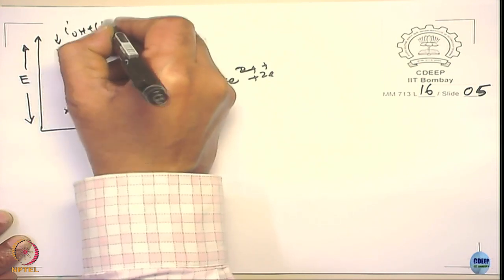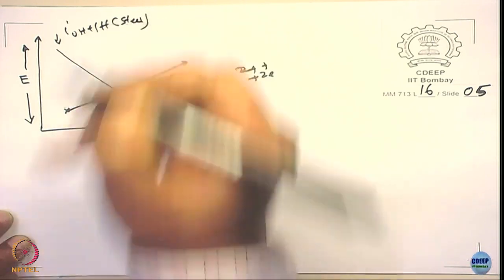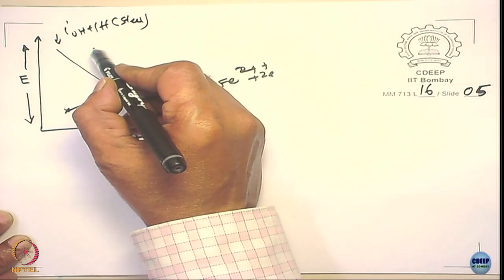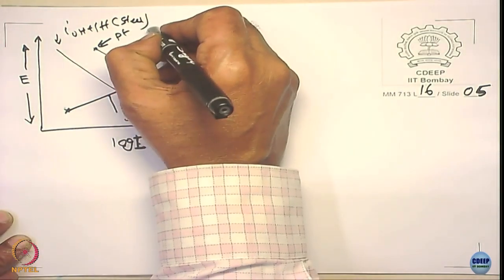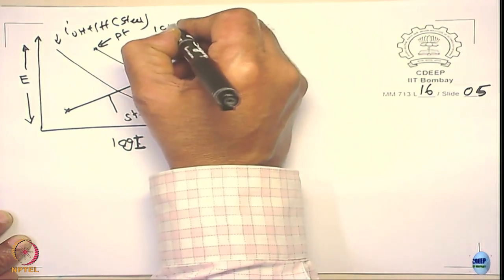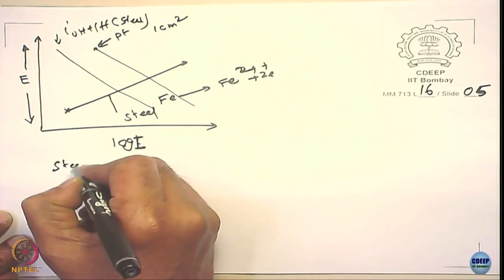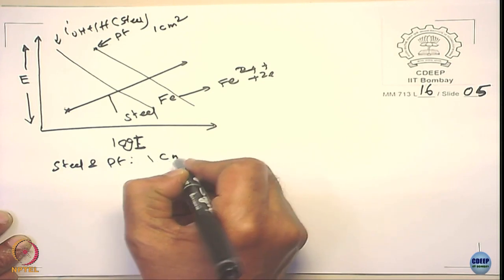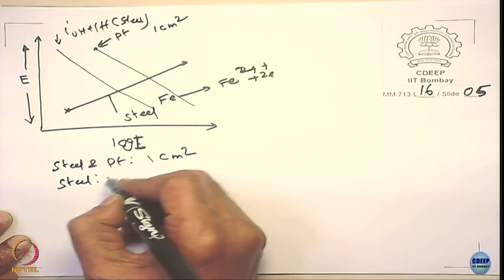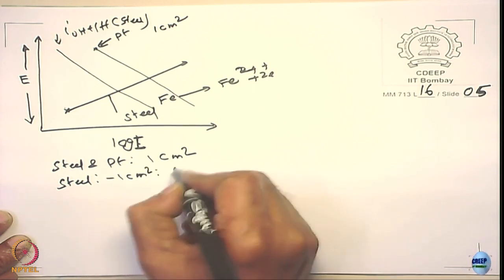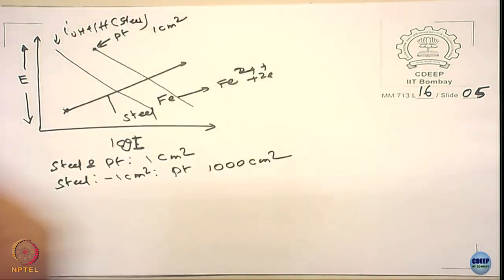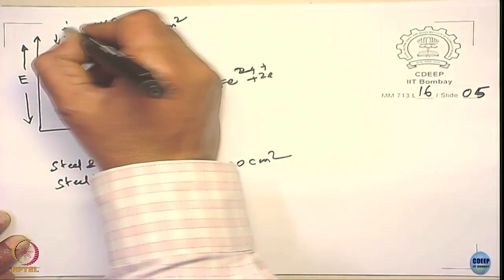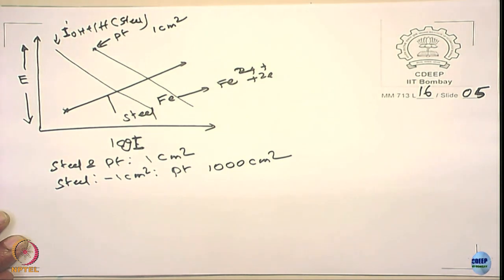I naught H+ H on steel, okay. Then you can use platinum. The area ratio is, let's say, 1 centimeter square for steel and 1 centimeter square for platinum. Now I make platinum about 1000 centimeter square. When I make it 1000 centimeter square, there is a small change here: this I naught should be capital I, because we are talking about the area, not the normalized current, but the actual current, right?